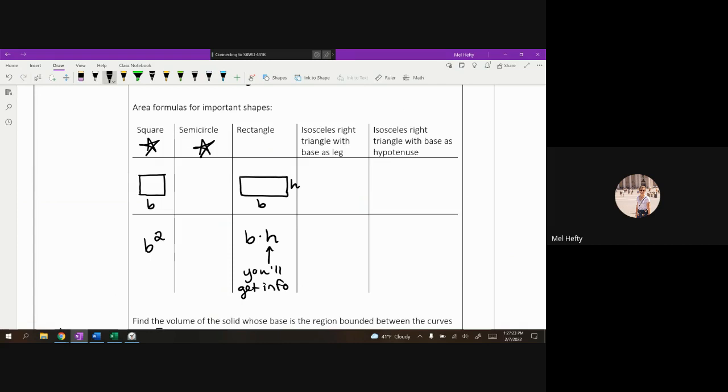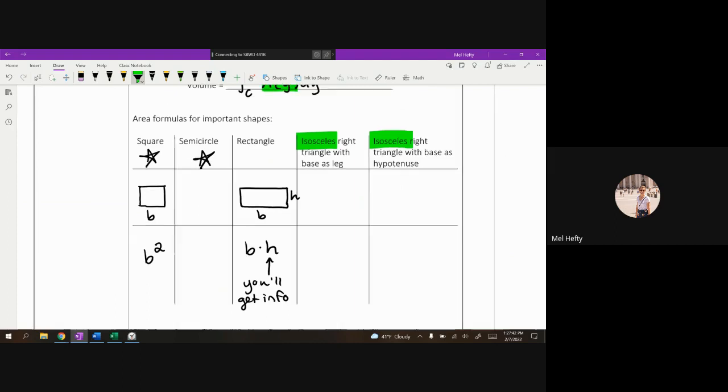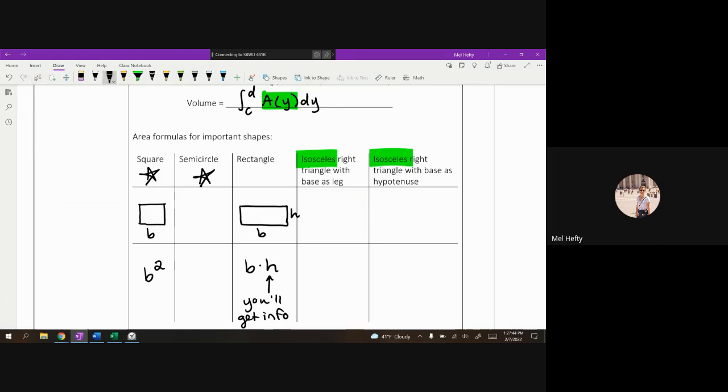For the two triangles, I think it's easiest to think of these as proportions of a corresponding square. So let's talk about some of these words because it's been a hot second since we talked about the word isosceles. Anyone know what the word isosceles means? Two sides are the same length, right? So we're going to talk about two different types of right triangle. This one is going to have the base as a leg, meaning not the hypotenuse of the triangle. So here's what that could look like.